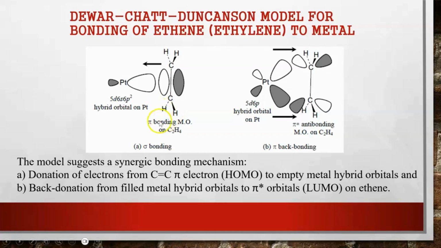If the question asks you to draw the Dewar-Chatt-Duncanson mechanism, you need to draw these two mechanisms. If you draw only one, it will not be complete. So you need to draw both the sigma bonding and the pi back bonding, like this. The model suggests a synergistic bonding mechanism.